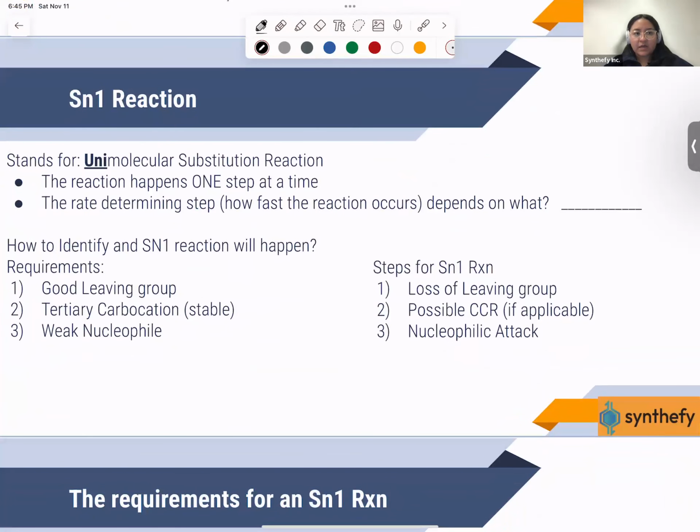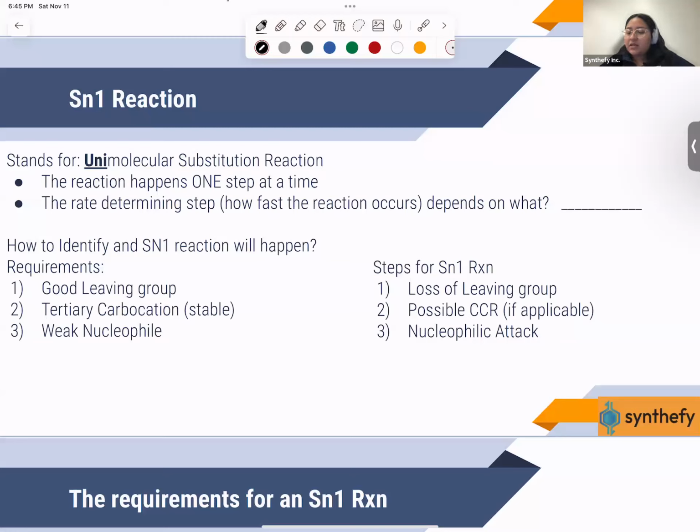Now let's look at the SN1 reaction. What does it stand for? It stands for unimolecular substitution reaction. Uni as in one. You may be tempted to think that it happens in one step. No, it's one because it happens one step at a time, is how I like to think about it. You take in one thing at a time.